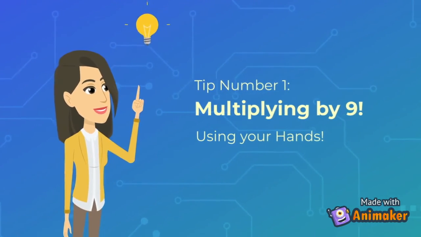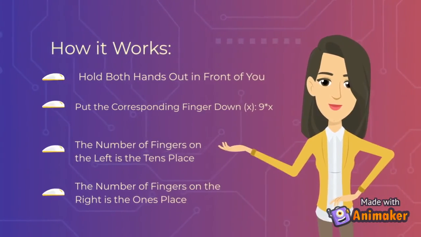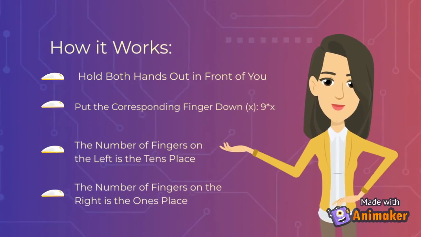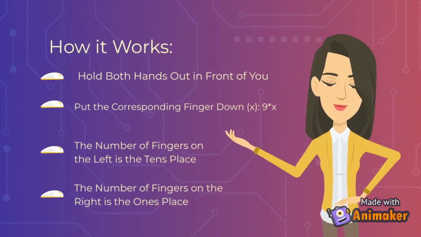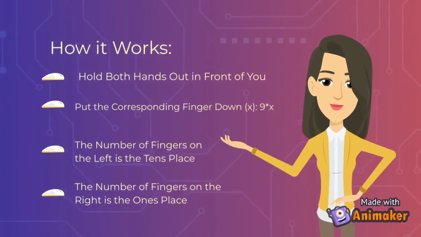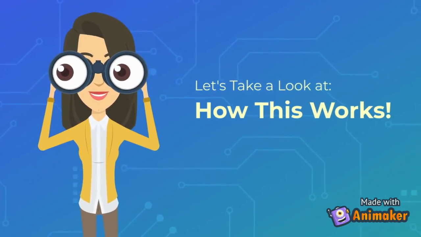Tip number 1, multiplying by 9. How do we do this? It's actually pretty simple. Start by holding both your hands out in front of you. You're going to put the corresponding finger down to what you're multiplying by. The number of fingers that are still up on the left of the finger is the tens place. The number of fingers that are still up on the right of the finger is the ones place.